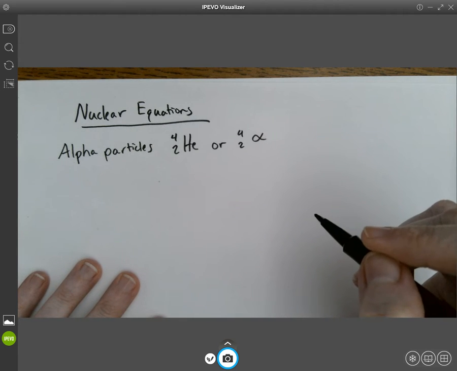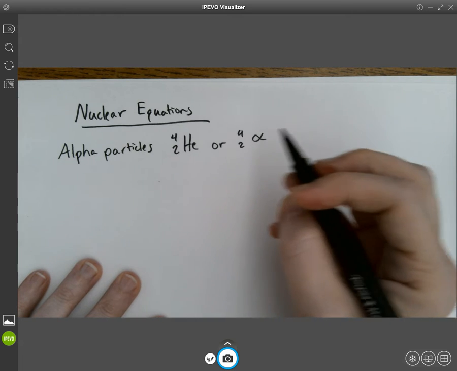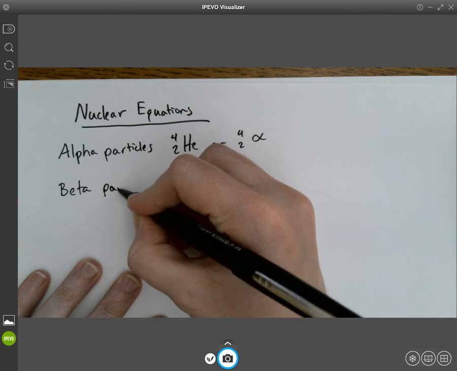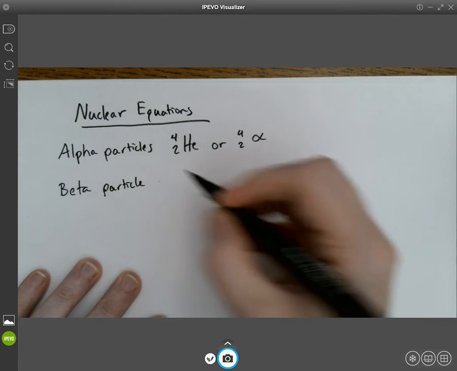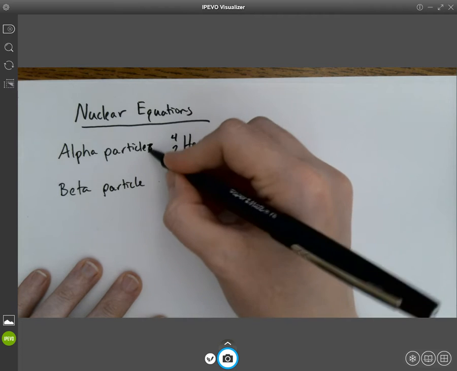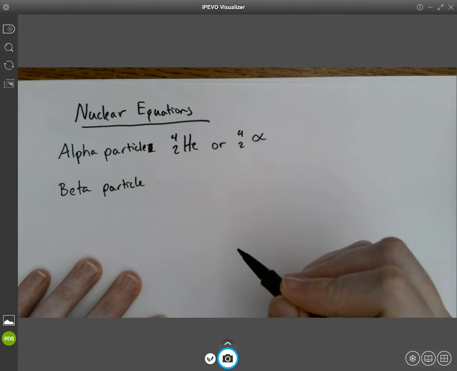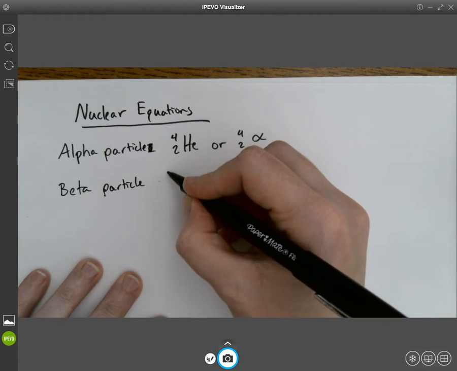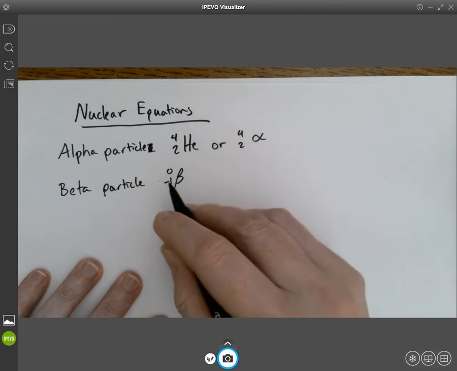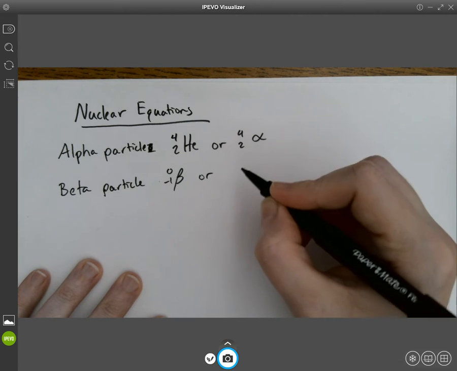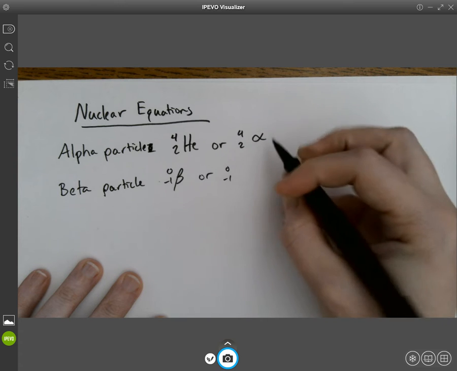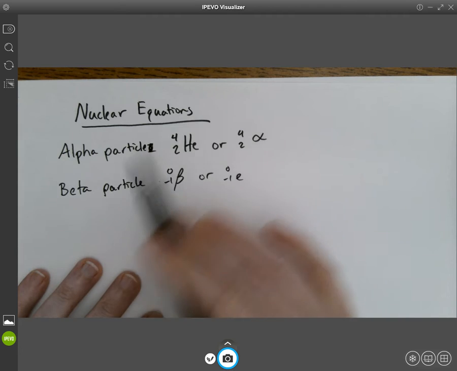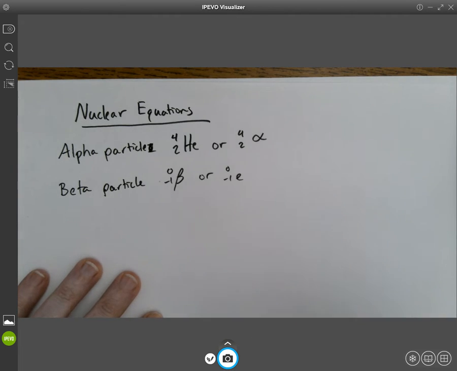Okay, we also have our beta particles. I guess I should have written that as singular. We'll make that singular there. Beta particle, we have that can be represented by the following symbol, this being the symbol for beta. Or we can write it like this because it's really just a high energy electron that's emitted during radioactive decay. So these are emitted during decay.